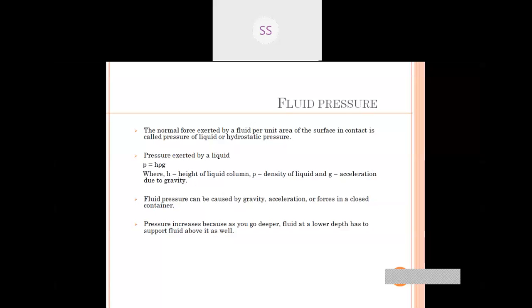h is the height of the liquid column, rho is the density of the liquid, and g is the acceleration due to gravity. We all know the value of acceleration due to gravity is 9.8, right?